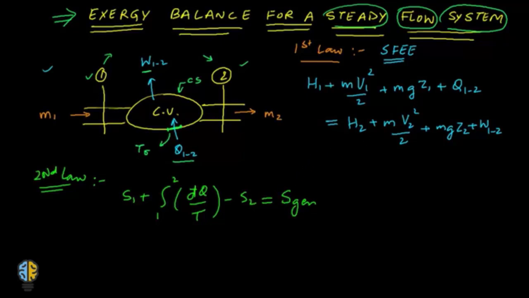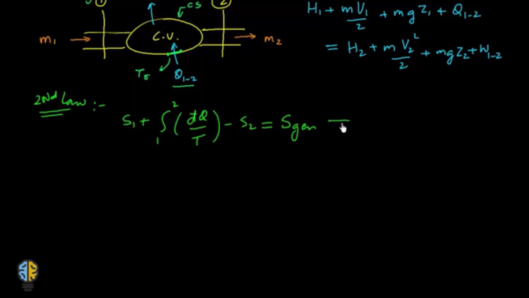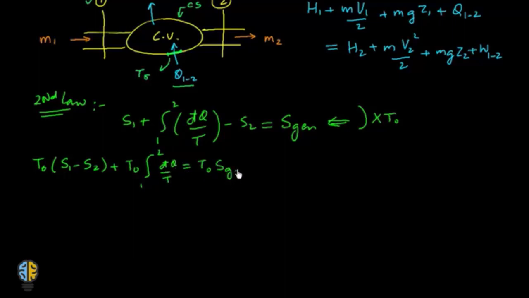When you multiply this equation by T naught, we would get T naught into (S1 minus S2) plus T naught into the integral 1 to 2 of dQ upon T is equal to T naught into the entropy generation. Now T naught into entropy generation is your irreversibility, that is capital I. Let us say the first equation is equation 1 and this equation is equation 2.